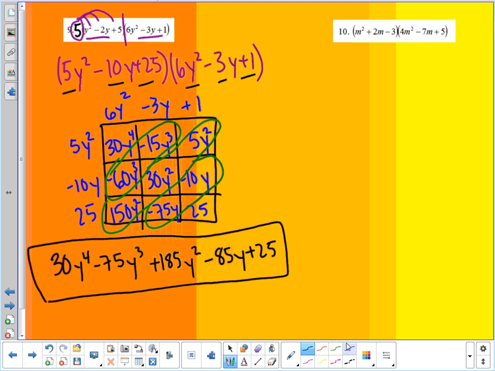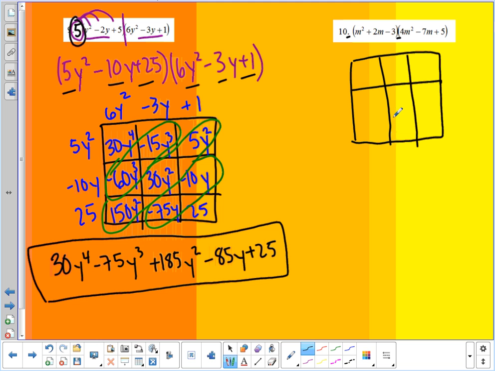Let's take a look at number 10. In number 10, I don't have anything on the outside that needs to be distributed like I did in number 9. So I'm just going to set up the big box for the 3 by 3 terms here. I made that kind of small. Hopefully I can fit everything in there. Sorry if you run out of room on your paper. So I have m squared, 2m, negative 3. Then I have 4m squared, negative 7m, and 5.